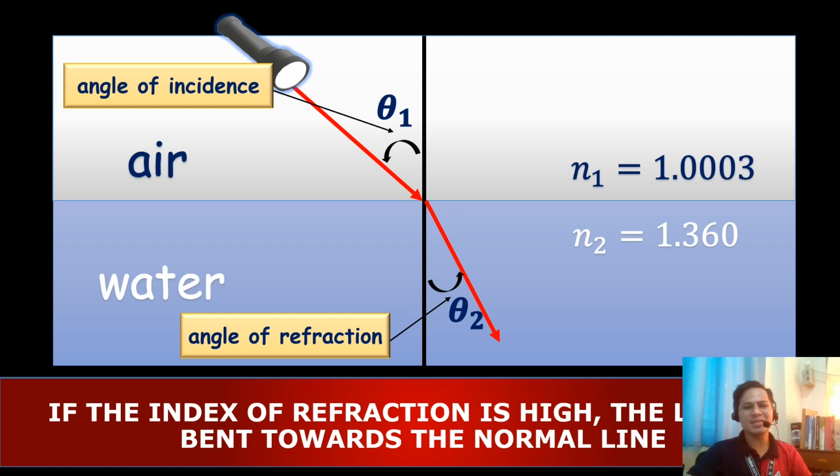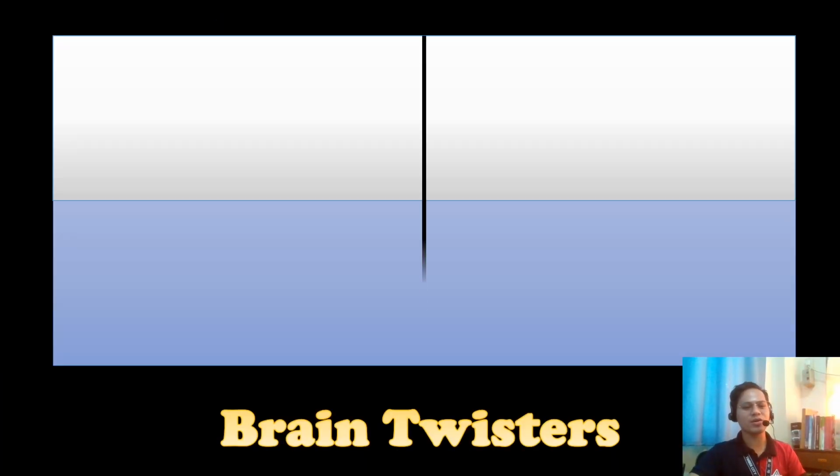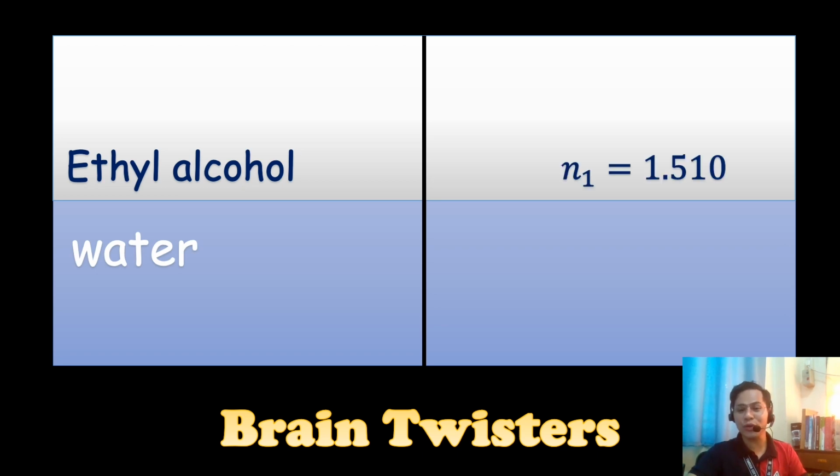Okay, let's have one more example. For example, we have ethyl alcohol and water. N sub 1 of ethyl alcohol is 1.510. N sub 2 is 1.360. I will repeat. N sub 1 is the index of refraction of the first medium, where the light comes from. N sub 2 is the index of refraction of the second medium, where the light is going.